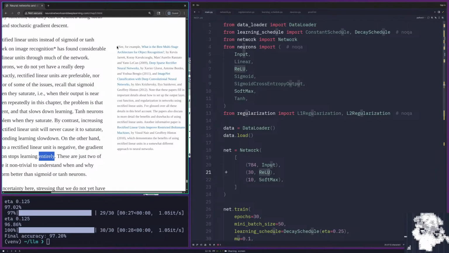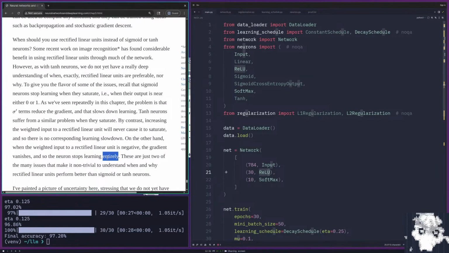Footnote. See, for example, "What is the best multi-stage architecture for object recognition?" Blah, blah, bunch of papers. Note that these papers fill in important details about how to set up the output layer, cost function, and regularization in networks using ReLUs. I've glossed over all these details in this brief account. The paper also discusses in more detail the benefits and drawbacks of using ReLUs. Another informative paper is "ReLUs" by whatever, which demonstrates the benefits of using ReLUs in a somewhat different approach to neural networks.